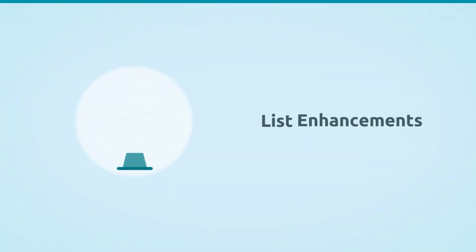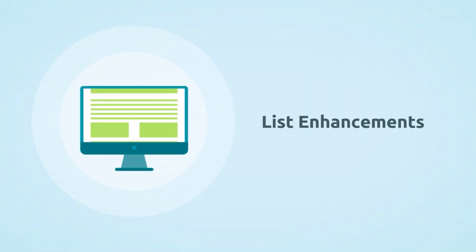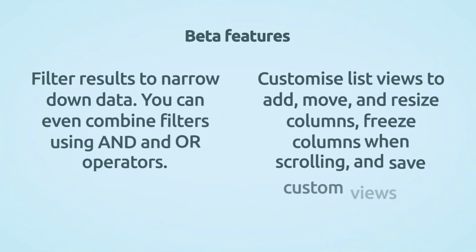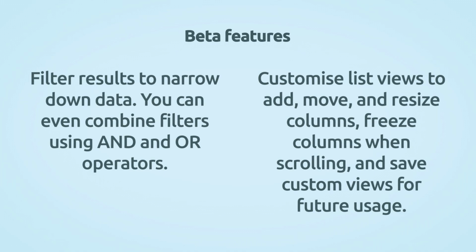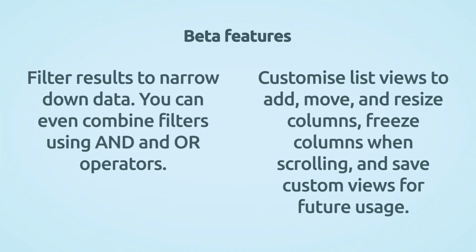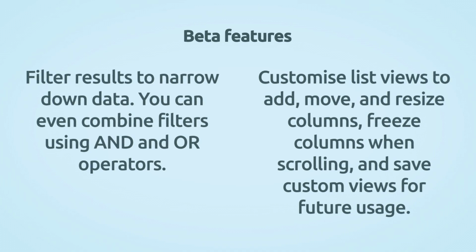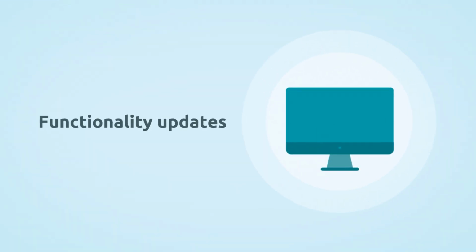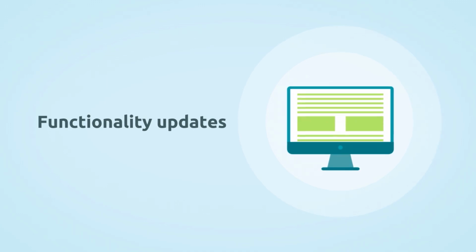List enhancements. A number of list enhancements are now available in beta for all users to try out. With this beta, you can now do things like filter the results to narrow down your data. You can even combine filters using and or operators. Users can now also customize lists to add, move, and resize columns, freeze columns when scrolling, and save custom views for future use.